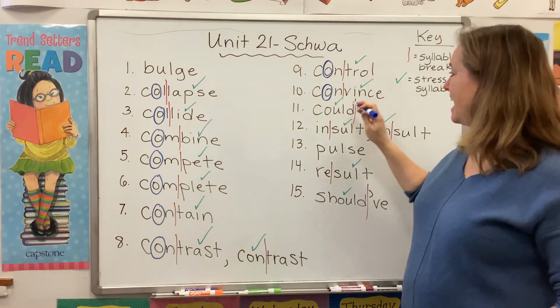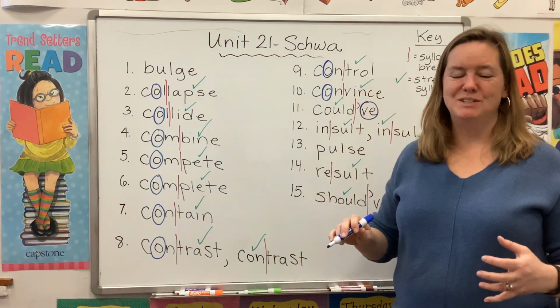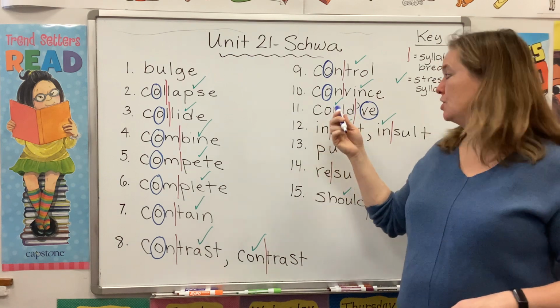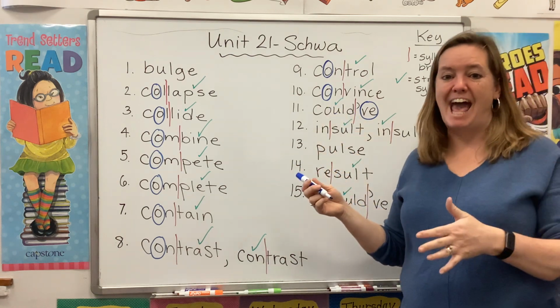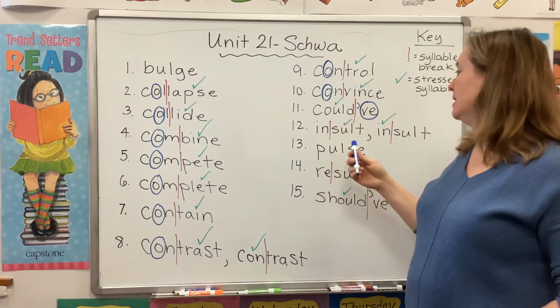could've, it's actually the VE, the of, right? We can't see it, but there should be an A in there, right? Because could've is short for could have, so that of takes on a schwa sound.